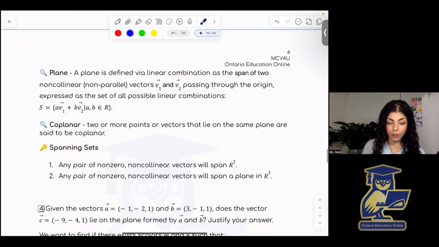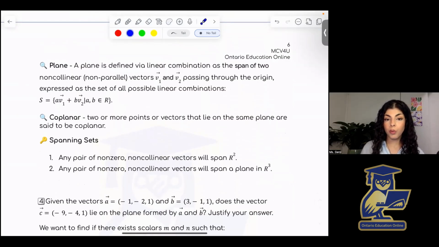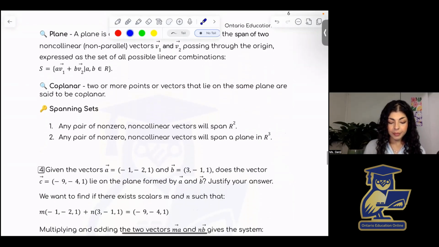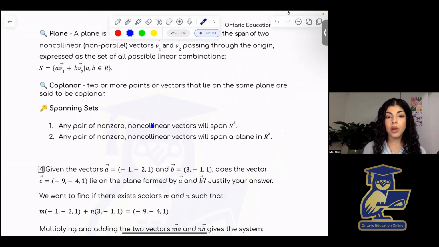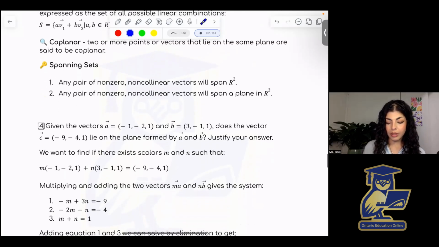So also, we say that two or more points or vectors that lie on the same plane are said to be coplanar, which means they're on the same plane. And any pair of non-zero, non-collinear vectors that span R2, if you take those two vectors as a set, will also span a plane in R cubed. So again, that could just be any fixed value for Z, or you can just have your XY plane. So let's see what that would look like.